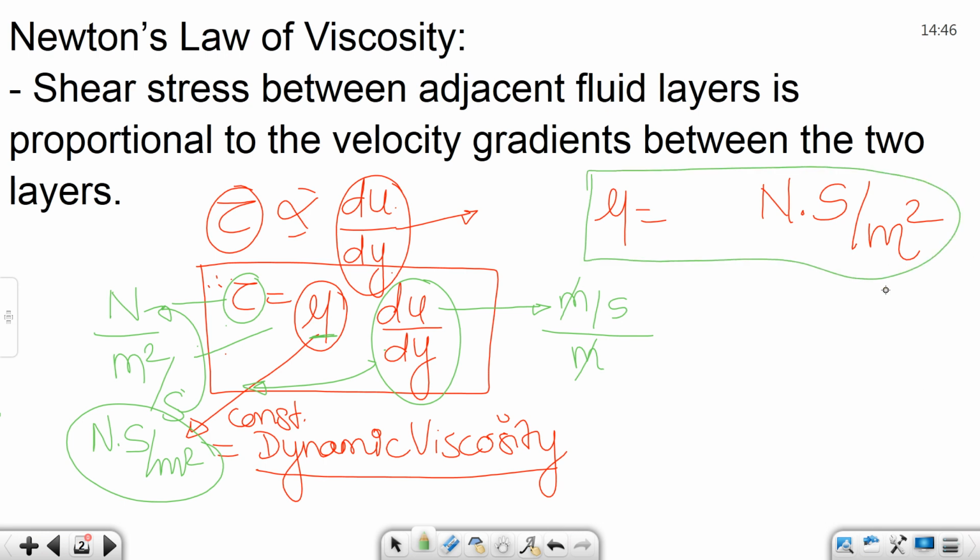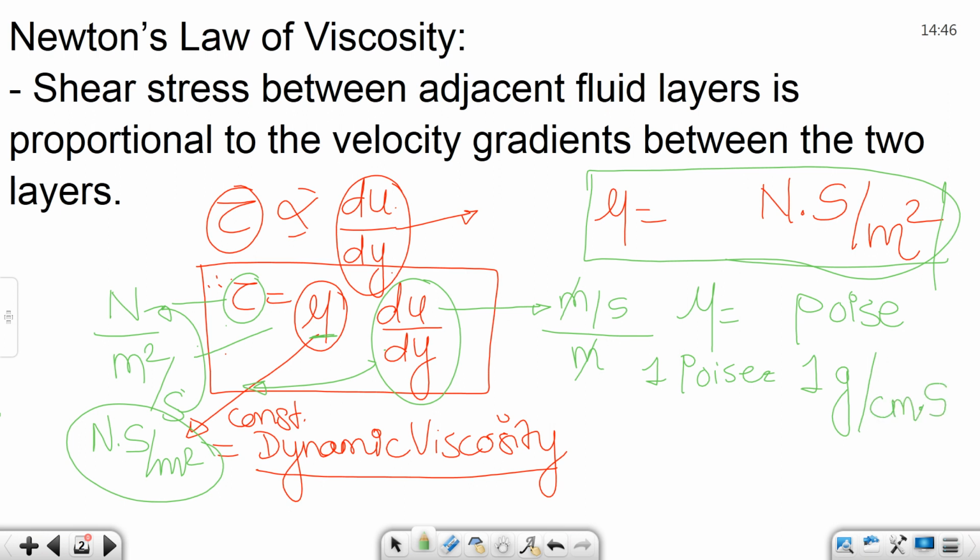For the CGS system, this dynamic viscosity can be represented in another term called poise, P-O-I-S-E, which is equal to 1 gram per centimeter second. So normally you should know what 1 poise is and the conversion.